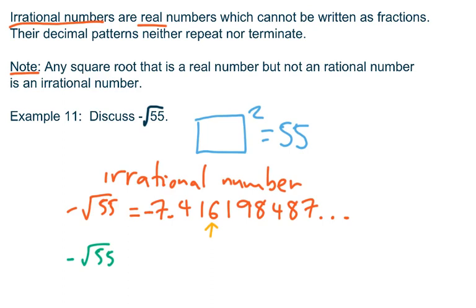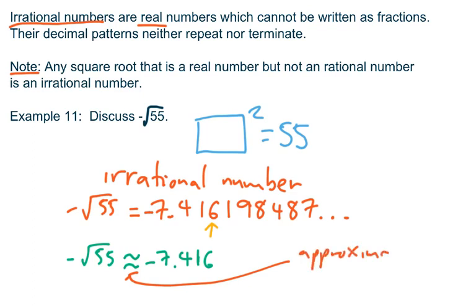approximately, here's a symbol that means approximately equal to negative 7.416. This symbol here means approximately, or approximately equal. So since the irrational number has a decimal pattern that never repeats and never terminates, we'll probably just round them off to some degree and give an approximation. So some square roots will give me irrational numbers.